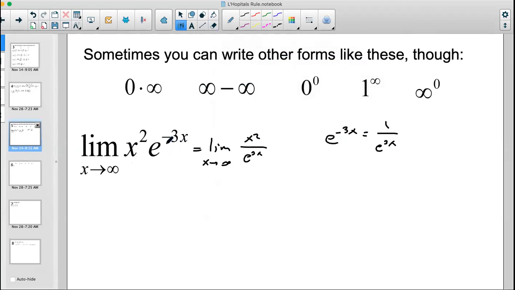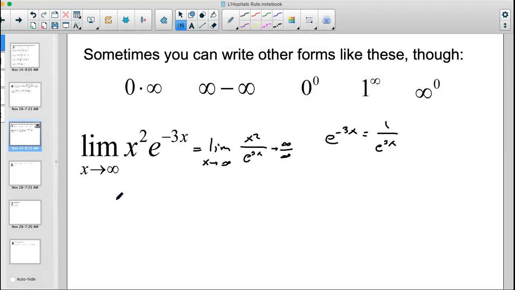E to the 3x goes to the bottom because the exponent's negative, and now this as x approaches infinity is infinity over infinity. As x gets very large, this gets very large, and this gets very large. So this is now an infinity over infinity indeterminate form, and we can use L'Hopital's rule.